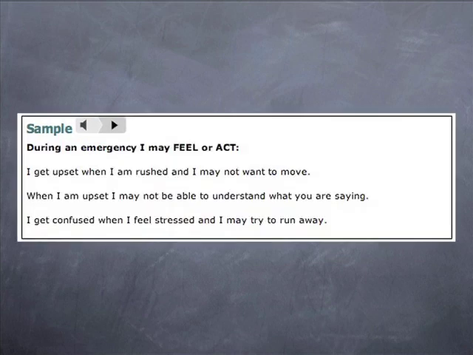Now think about how you may feel or act during an emergency. Emergencies can be very scary. You may feel upset, nervous, confused, or even sick to your stomach. Maybe noise or flashing lights bother you. You might want to run away or hide. Sometimes you may act in a way that another person does not understand.